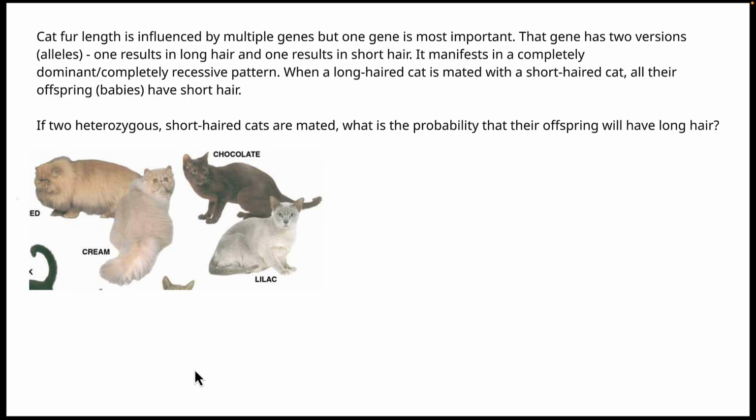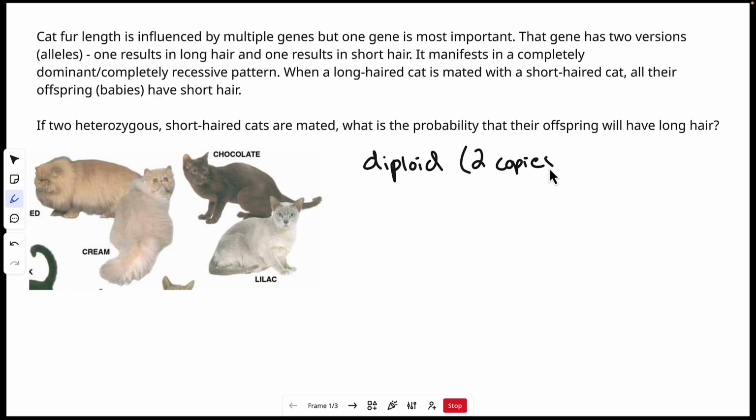And we tell you it manifests in a completely dominant, completely recessive pattern. So remember, completely dominant means that you only need one copy of the allele to see it, and completely recessive means you need two copies of the allele. Cats are like humans where they're diploid. So remember, diploid, di meaning two, ploidy meaning chromosome number. So they have two copies of every chromosome. Which is why your genotypes are going to be things like big A big A, big A little a, little a little a. So those are two copies of each of the gene.